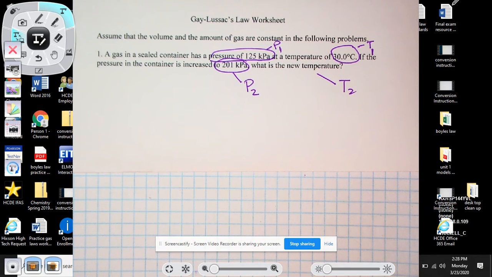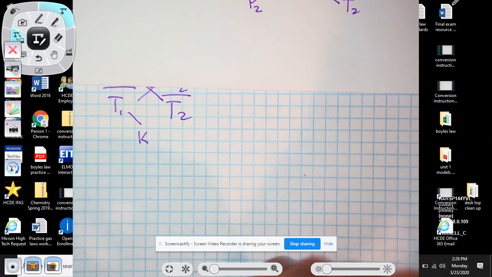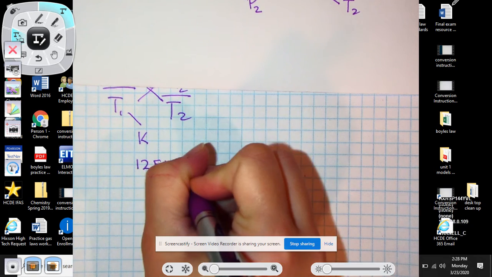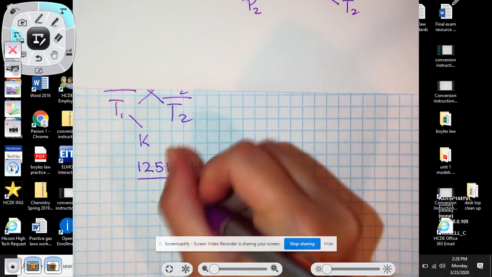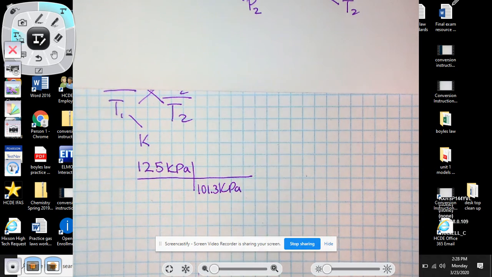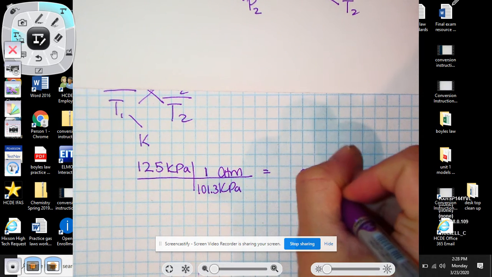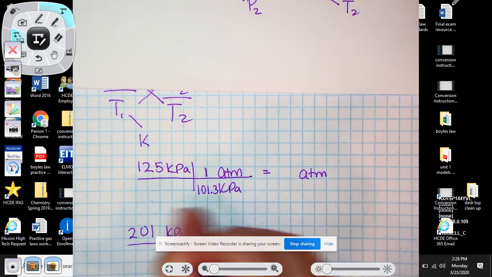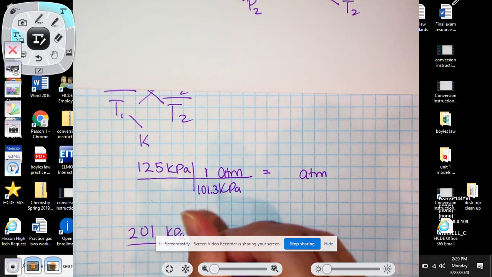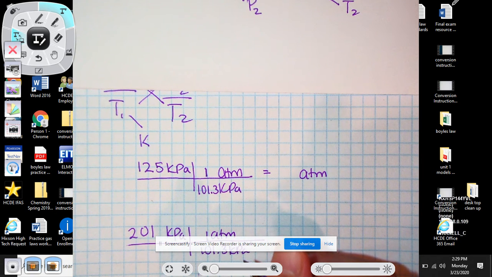Okay, so I have some converting to do because my pressure needs to be in atmospheres and my temperature needs to be in Kelvin. So when I start converting, I've got 125 kPa, and I need to go from kPa to atmospheres. Every 1 atmosphere is 101.3 kPa. You guys don't hang me if I'm wrong on that. And then I have 201 kPa, and I'm going to go 101.3 kPa equals 1 atmosphere. Once again, don't shoot me if that's not the right kPa. I'm pretty sure it's correct, but it's been a long couple of weeks.